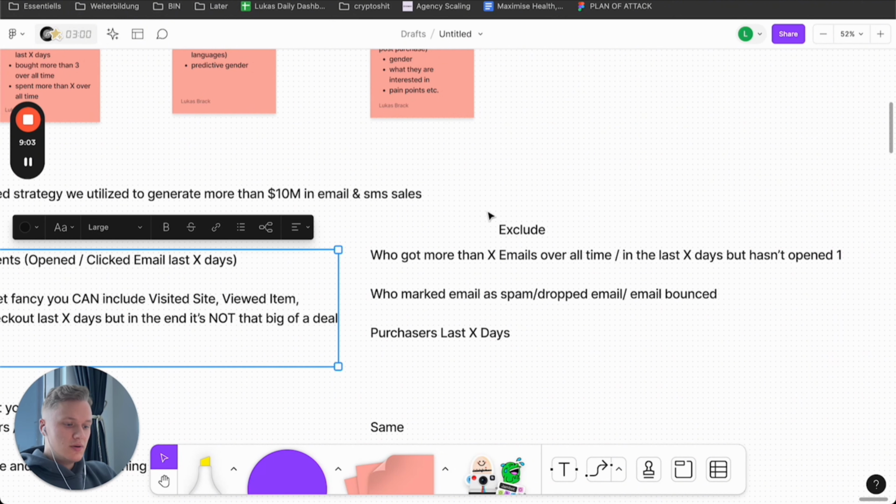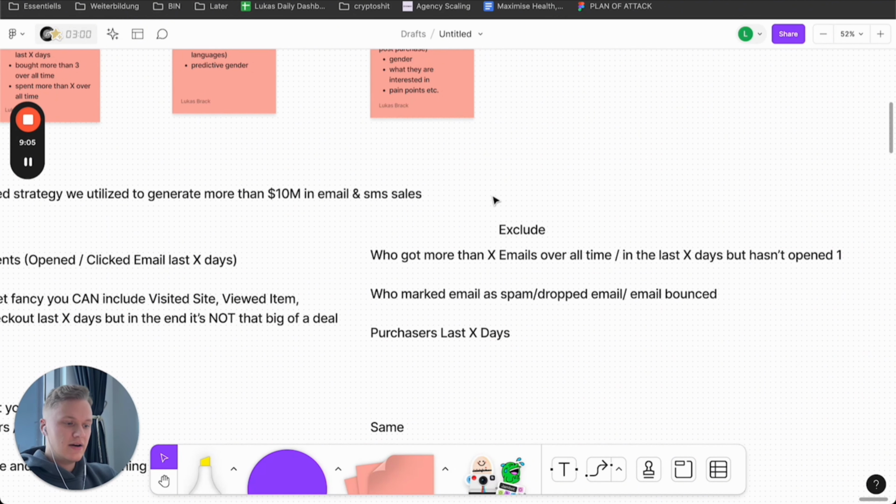So what you do is tell Klaviyo, okay, if they got a certain amount of emails over all time, those people you can literally just exclude and suppress because they haven't interacted with our emails at all. And that's usually because they put a different email address in and the email address is not working. Or what you can also do is exclude those who got more than, let's say, 10, 15 emails in the last 180 days, and they haven't opened a single one, or have opened less than 3.